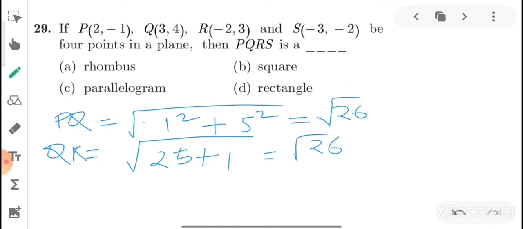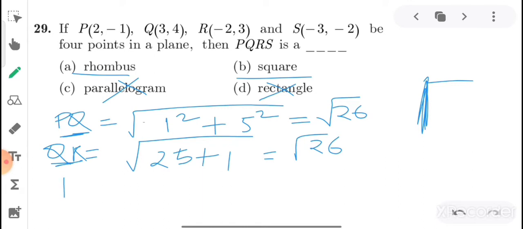If we take two sides, and these are two adjacent sides also, so two adjacent sides are equal, it is possible for rhombus and square. Hence C and D option will be reduced. Then we have to find out between rhombus and square. How we can identify this?